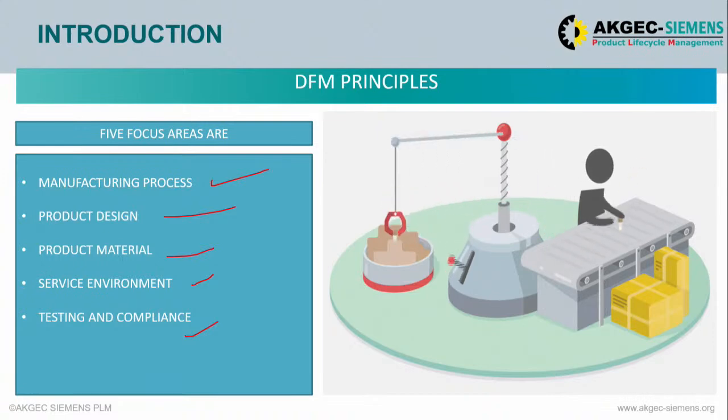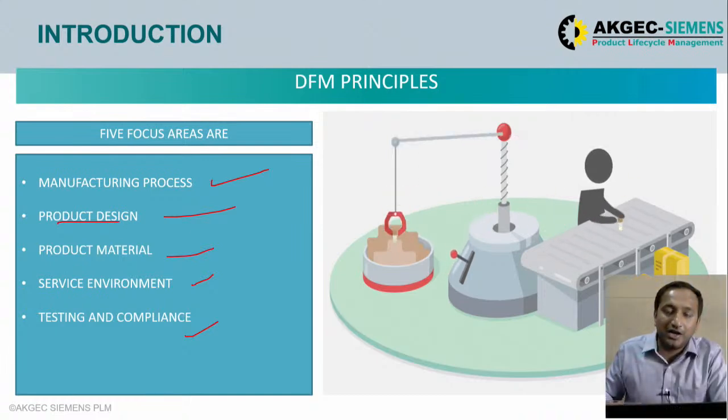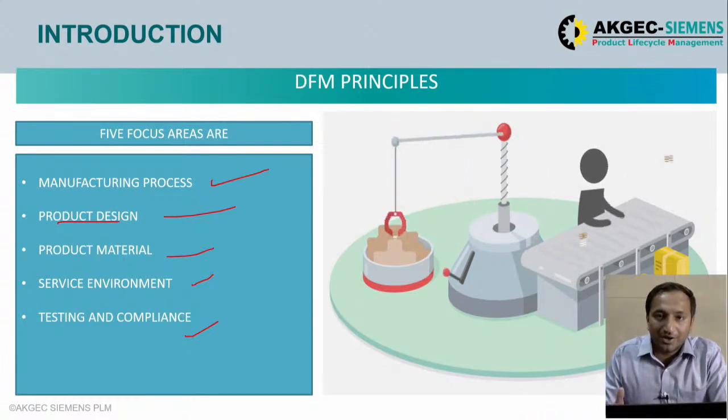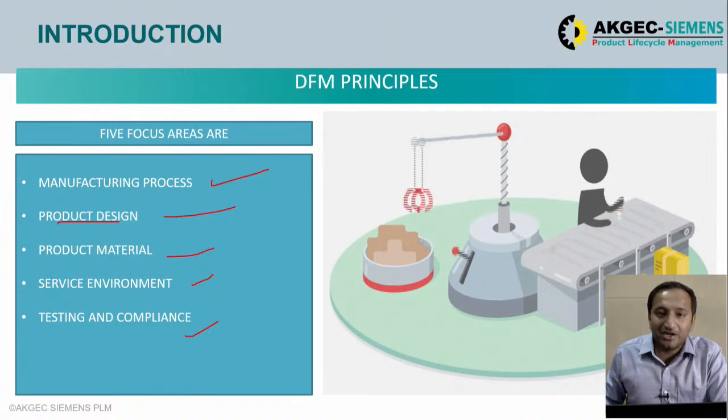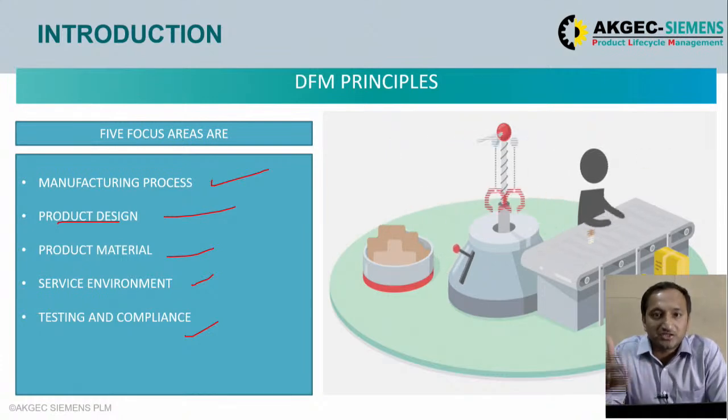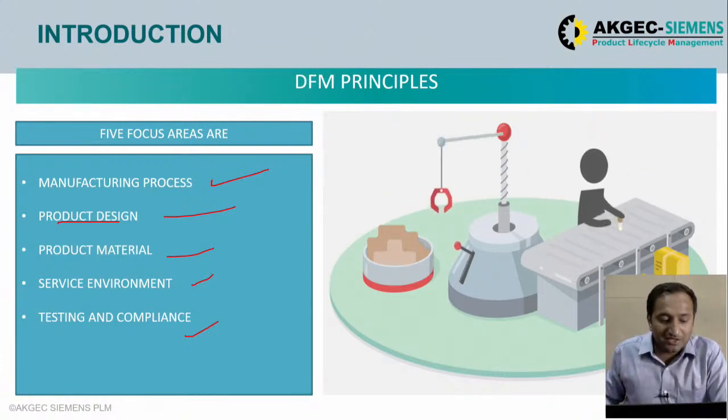And product design: we want to design our product in such a way that if later on, some customer wants to modify the design by giving some feedback, the modification is also easy. So that governs product design. And product materials means we want to choose a material which is required by the industry, which is cheaper for us. And next is service environment.